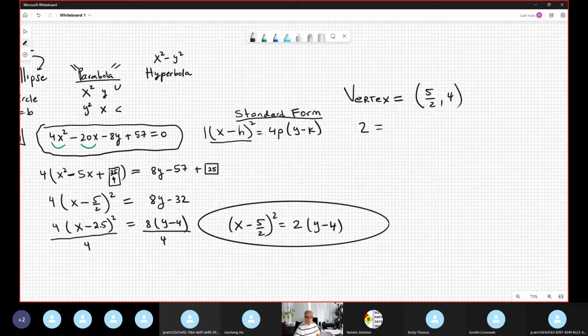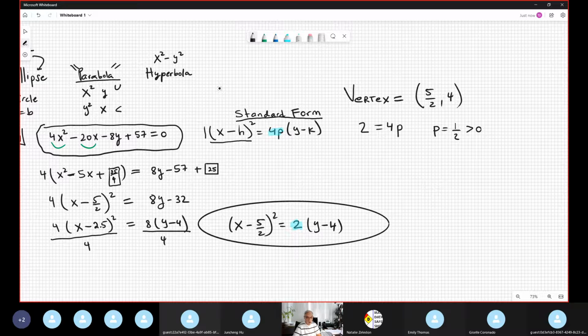2 is equal to 4p. So these 2 is equal to 4p, because of the coefficients inside that. Therefore, p is 1/2. Okay, so with this information, wait. So p is positive. It's a small number, but it's positive.